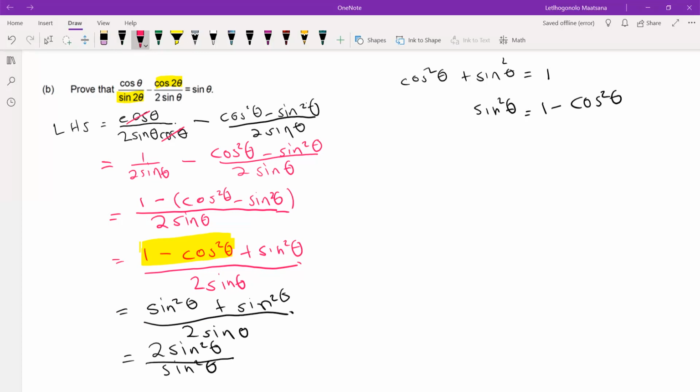Sorry, the 2 is actually over here. There's no square over there, just sine theta. 1 of our sine theta will cancel with 1 of the sine theta that we have here, and that 2 will cancel out with that 2, and we'll just be left with sine theta, which is equal to the right-hand side. And there is our right-hand side.